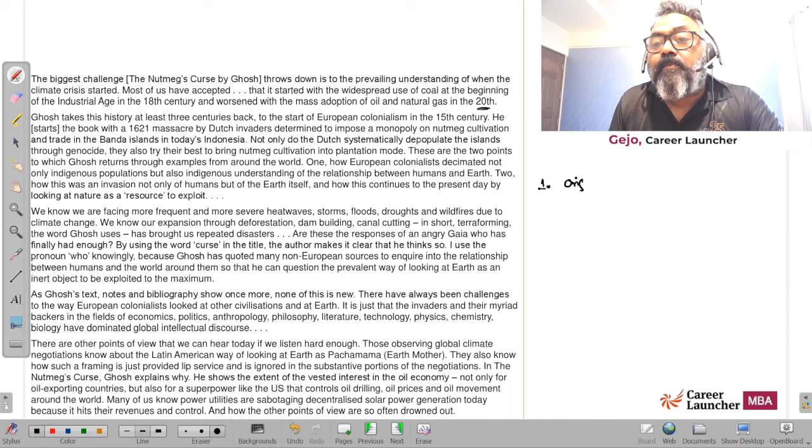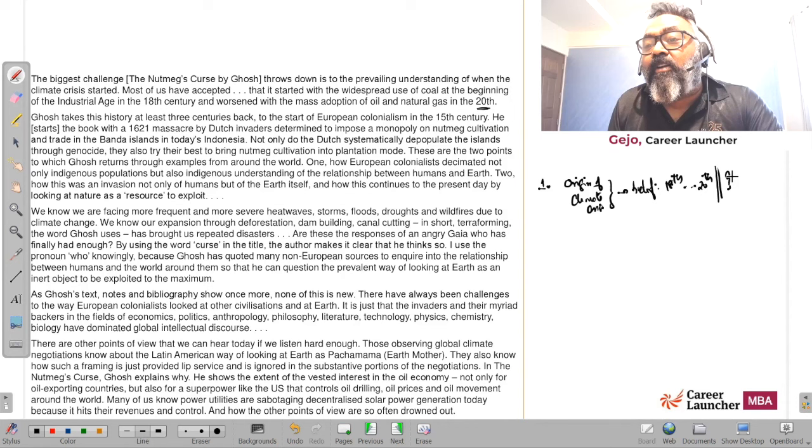So it's basically talking about the origin of the climate crisis. Our belief is that it started somewhere in the 18th century and worsened in the 20th century. And this has probably been questioned by The Nutmeg's Curse by Mr. Ghosh. I think this is probably what the passage is trying to hint at.